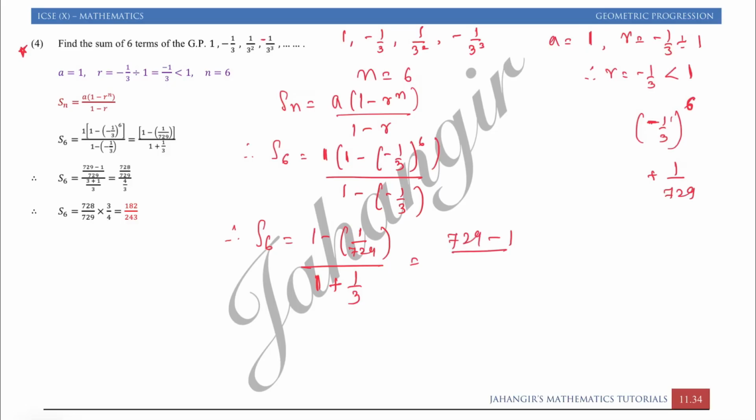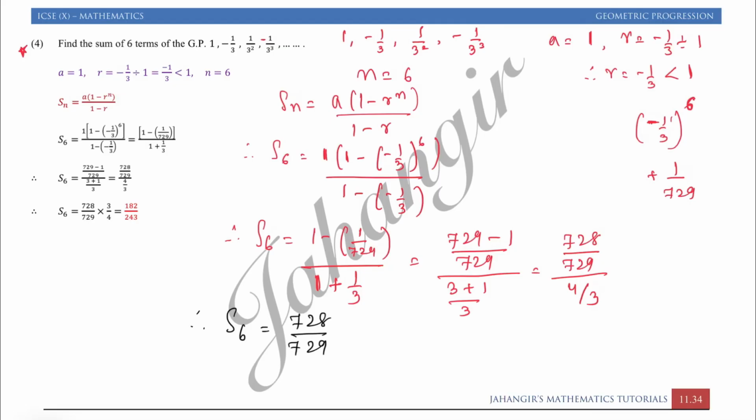729 minus 1 upon 729, and in the denominator we will take LCM: 3 plus 1 by 3. So in the numerator you will get 728 upon 729, whole upon 4 by 3. So we will take the reciprocal. Therefore S6 is equal to 728 upon 729 into 4 by 3. Sorry, into 3 by 4, because we have to take the reciprocal.